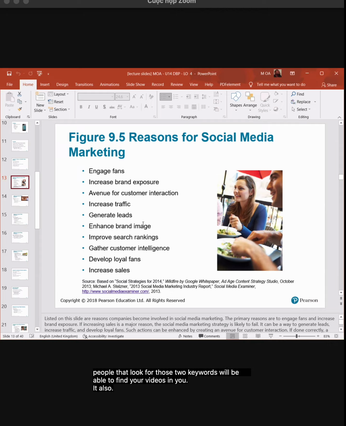It also helps you to gather customer intelligence, because by knowing what people say about you, you can easily know how they feel about your brand and whether there are possibilities to improve your products or your image. And finally, you want to not only engage fans but make them become loyal fans. And all this is going to be reflected in the amount of sales that you are able to create. Whatever you do on social media has to be reflected in sales, otherwise it is not being effective.